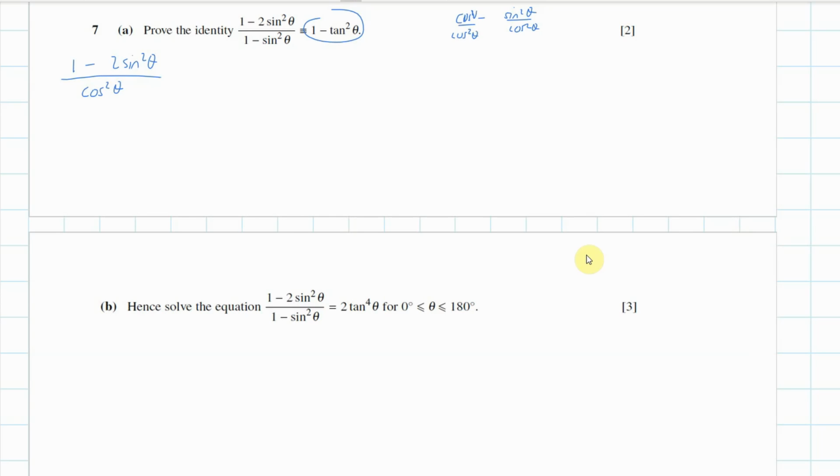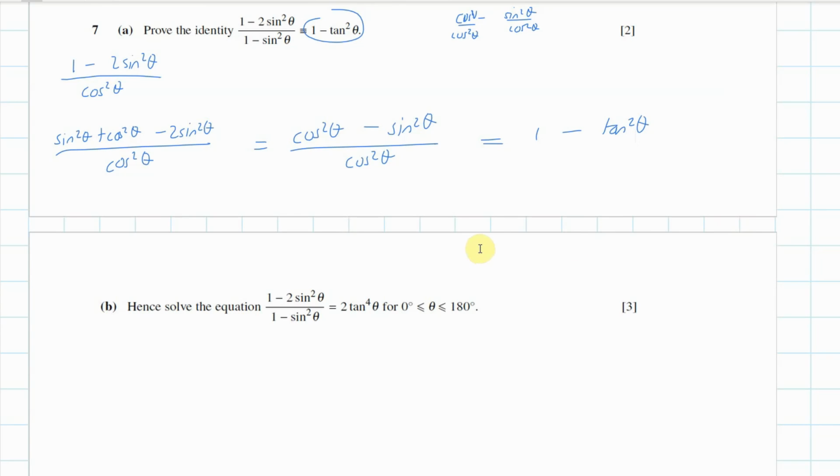So I keep that cos squared theta at the bottom. What I could do is turn that 1 into sine squared theta plus cos squared theta. That's one of our identities. And then I've got this minus 2 sine squared theta. Yes, this is looking positive. And so this gives us cos squared theta minus sine squared theta all over cos squared theta, which is what we want, 1 minus tan squared theta. Perfect. So just remember the two identities that you've learned, and you're going to apply those most likely.